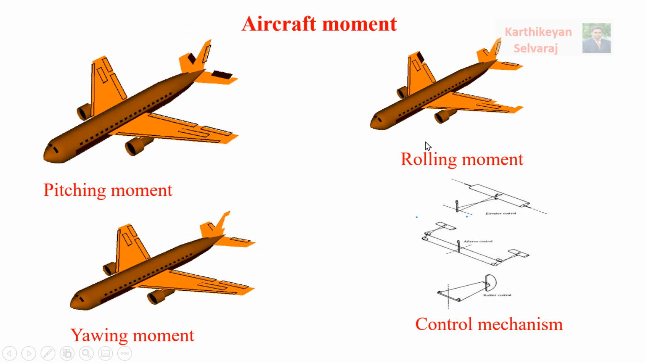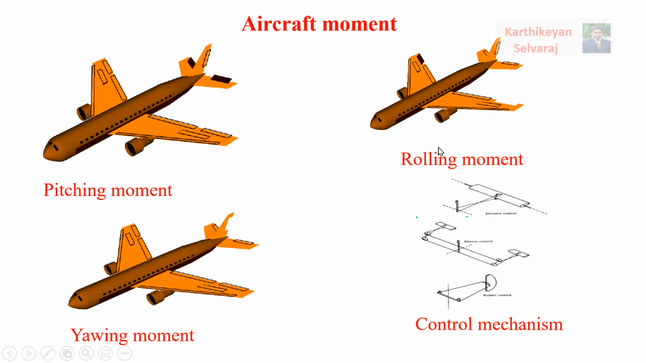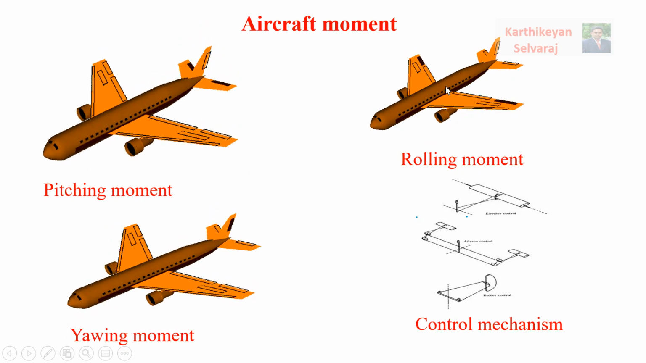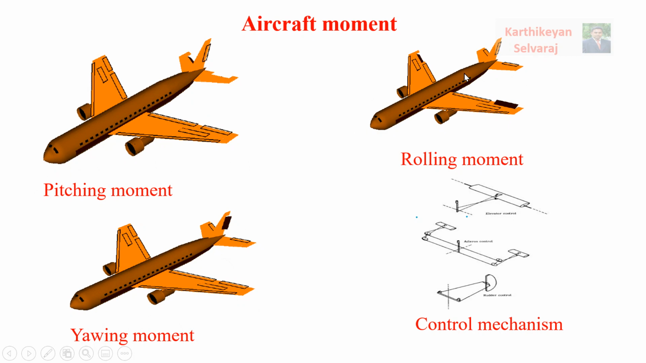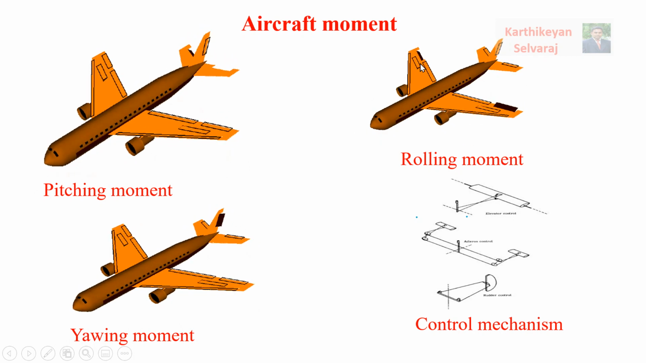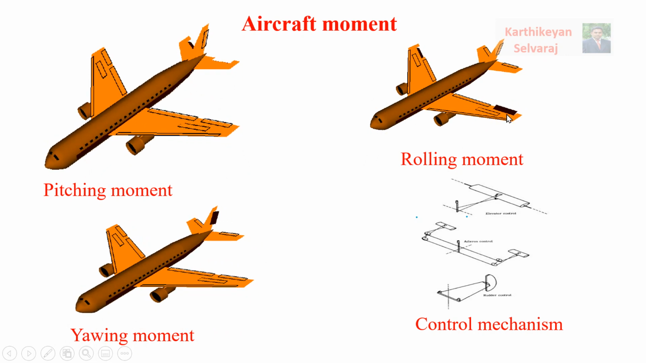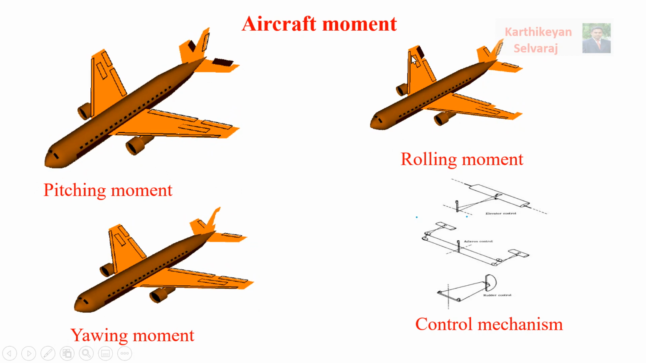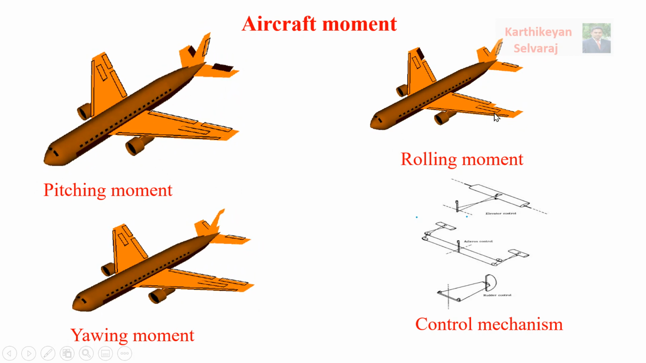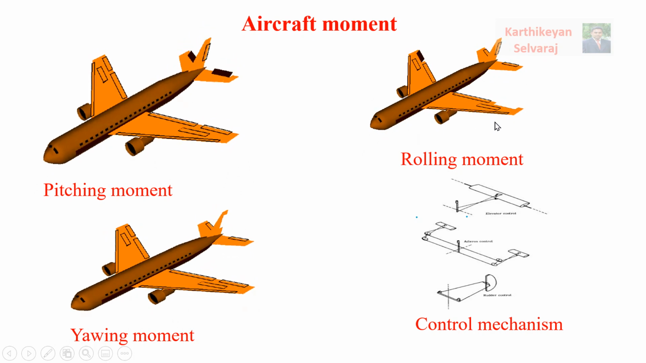And this is the rolling action. Here the longitudinal axis will rotate. This is the longitudinal axis, and the longitudinal axis rotation is called rolling action. It will be controlled by your aileron movement. Similarly, the stability point of view will be lateral control. So about the longitudinal axis, it will be rolling up and down. You can see the movement of your wing section, and the stability point of view will be lateral control.